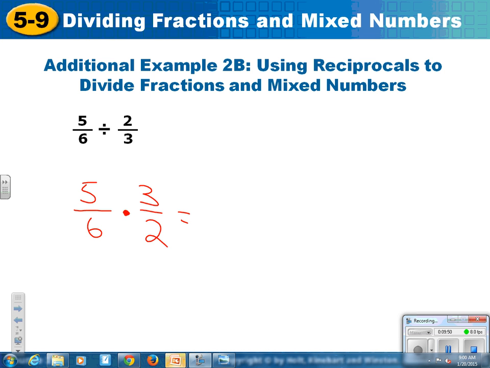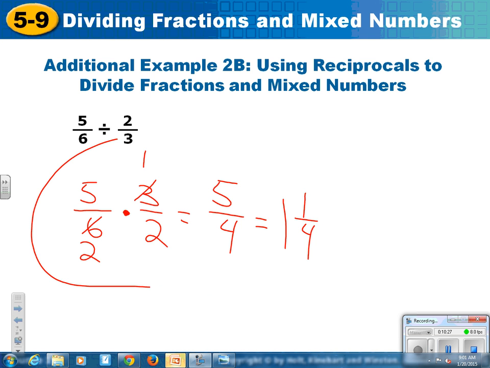Sam? So we divide 3 by 3, which is 1. We divide 6 by 3, which is 2. Then we multiply. 5 times 1 is 5. 2 times 2 is 4. Now we have an improper fraction. This is a division problem, 5 divided by 4, so 4 goes into 5 one time with 1 left over. This is the kind of thing that I need to see. I need to see all of that on your homework, just like that. Okay?